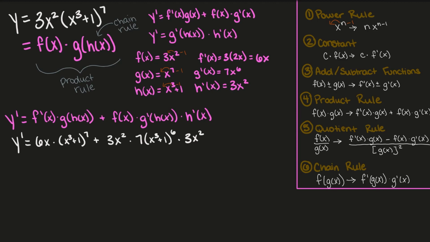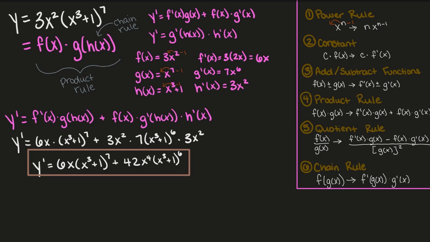So this is going to be equal to 6x times x to the third plus 1 to the 7th power, plus 3 times 7 times 3 is going to be 42. X squared times x squared is x to the 4th. And then what we have left in our parentheses, which is x to the 3rd plus 1 raised to the 6th power. And that's going to be our derivative.